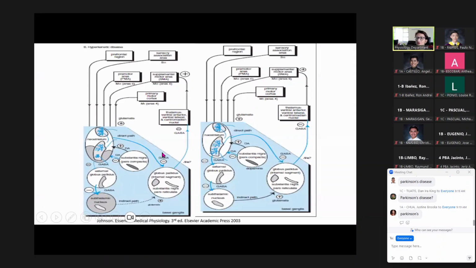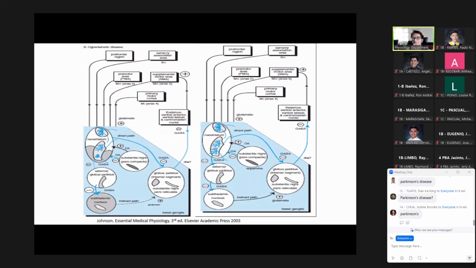This time, syempre kung may hypokinetic, may hyperkinetic. This time, what happened here? Ito nangyari, look. So this became bigger. This became smaller. Compare nyo dito. Smaller. Tapos ito, bigger. And then nabura yung indirect path. And then this became smaller. This became bigger. So sobra siyang na-stimulate. So we have a hyperkinetic disease.